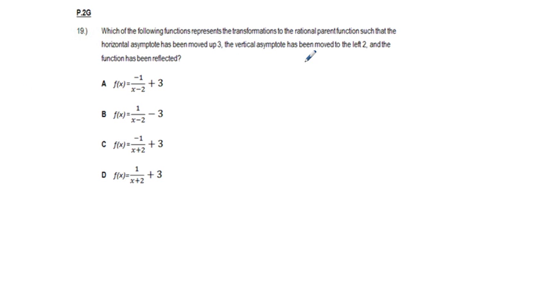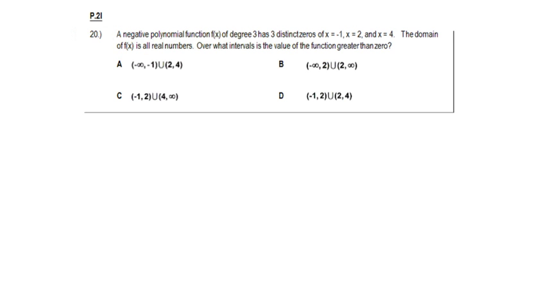Well, the vertical asymptote moved to the left 3, so it's going to be x plus 2. So these ones here where you have x minus 2, I don't think they're very good candidates. And then, let's see, it moved up 3. Both of these appear to be moved up 3, answer choices C and D. But it says reflected, so it's going to be reflected about the x-axis, or reflected upside down. C is going to be your correct answer for 19.